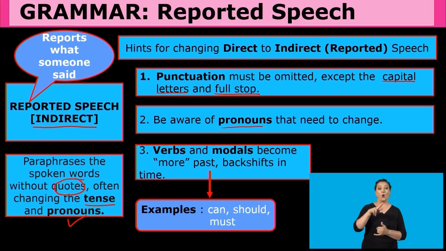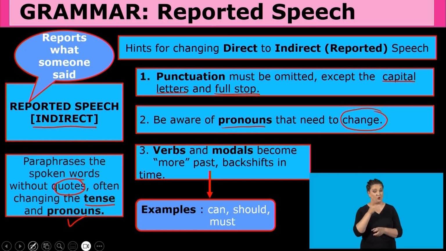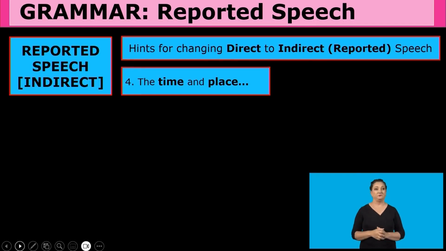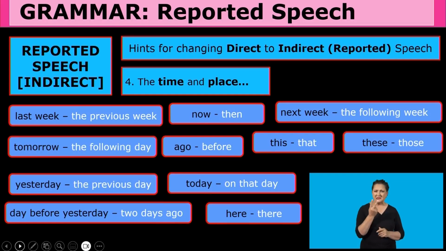Be aware of your pronouns because they're going to change, guys. Verbs and modals become more past, so they backshift in time. Examples of modals: can, should, and must. I know you're going to be struggling with that one, but there we've identified for you what modals are. Now, time and place is also going to change. Look at all of these changes, and I know it looks like a truckload, but once you start practicing with your indirect and direct speech, it becomes easier.